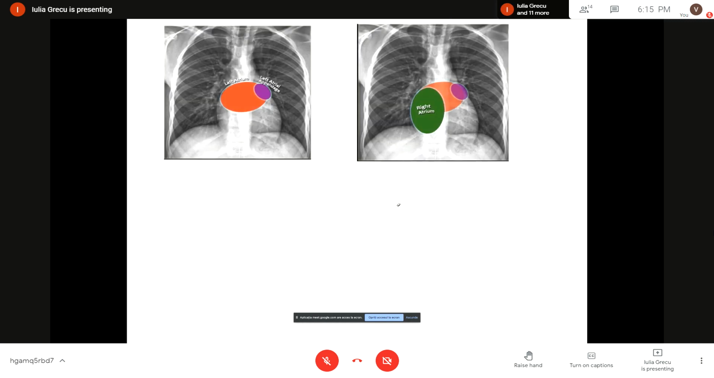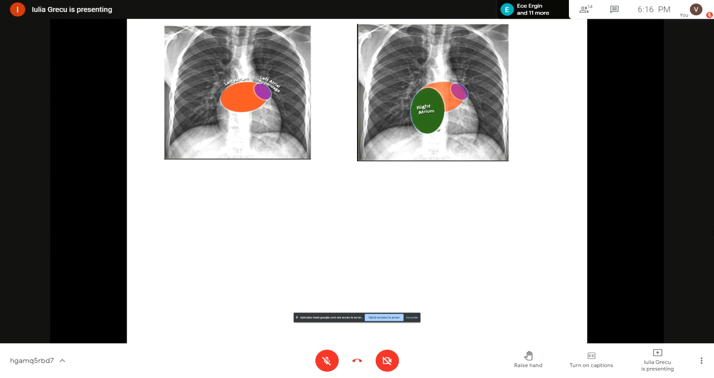This is the schematic representation of the cavities of the heart. On the frontal chest X-ray, we normally see only the right atrium and the left ventricle. The left atrium is not seen on the frontal chest X-ray, only if it's very, very much enlarged, and the appendage is also very much enlarged, and it creates a supplementary arch on the left side of the mediastinum. Otherwise, we don't see the left atrium.